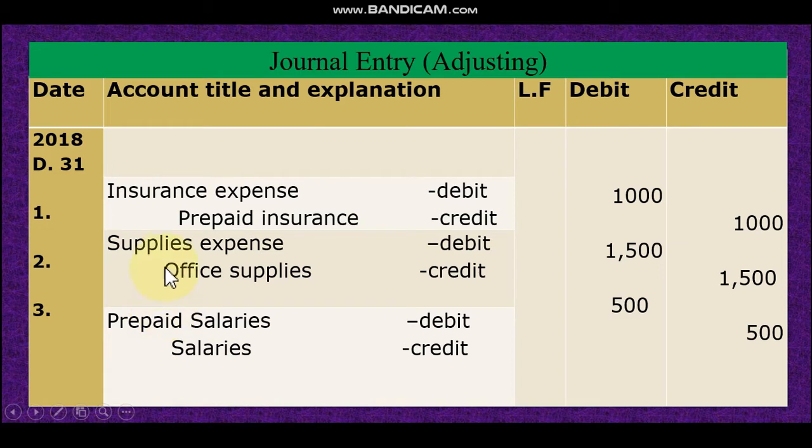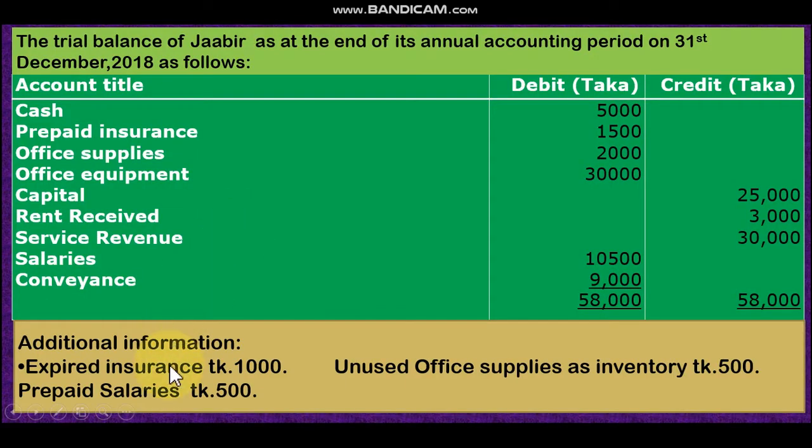Let's see the adjusted journal. Dear student, first insurance expenses debit, prepaid insurance credit. Look at expired insurance. That means we have prepaid insurance 1500. Out of that, 1000 expired. That means this is expenses. So insurance expenses debit 1000, and prepaid insurance is an asset. Now the asset is decreasing, so prepaid insurance credit. So the first journal is insurance expense debit, prepaid insurance credit.